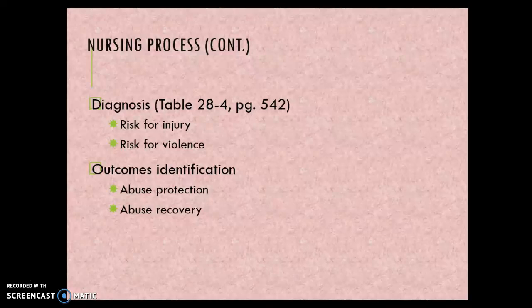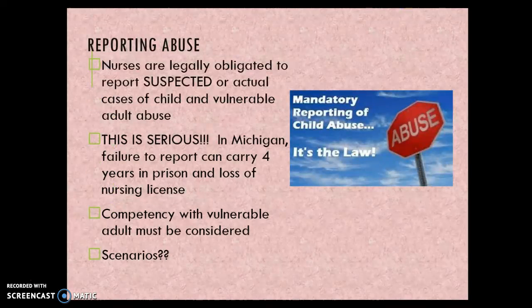Nursing diagnoses: risk for violence, risk for injury. Reporting abuse. Nurses are legally obligated to report suspected or actual cases of child and vulnerable adult abuse. This is serious. In Michigan, failure to report can carry 4 years in prison and loss of nursing license. So it's super serious. You have to do it.